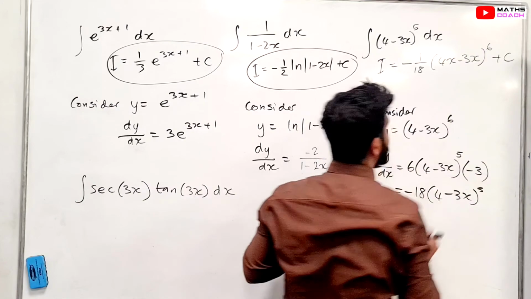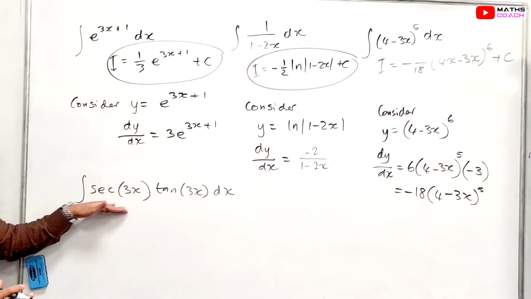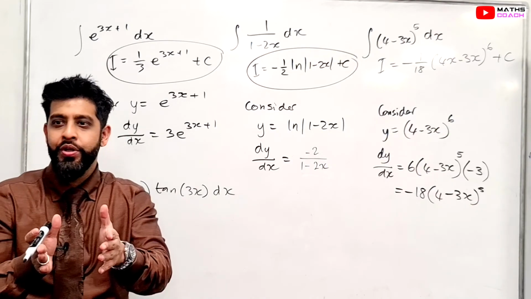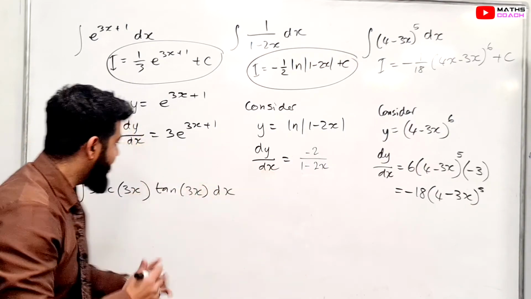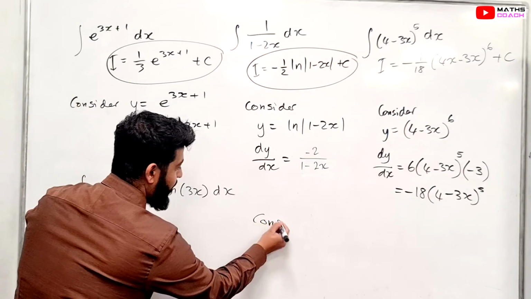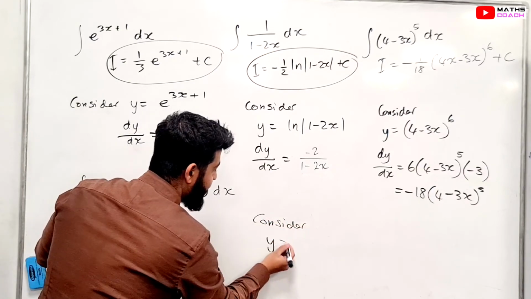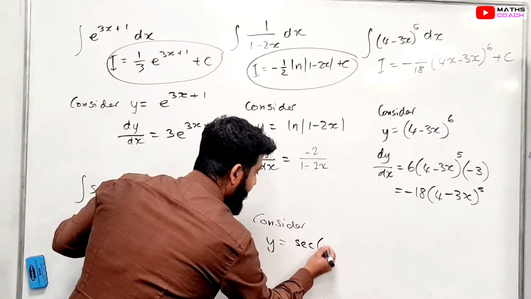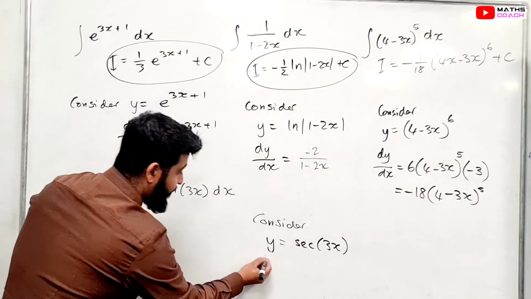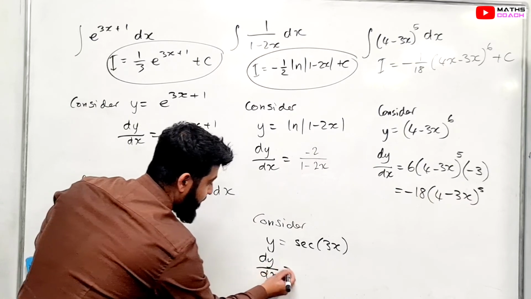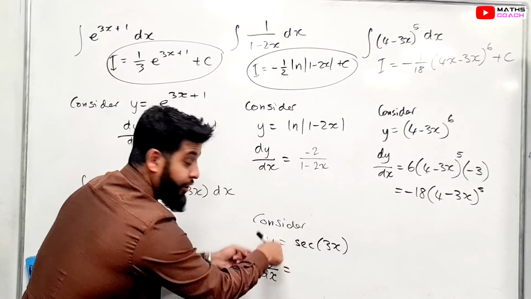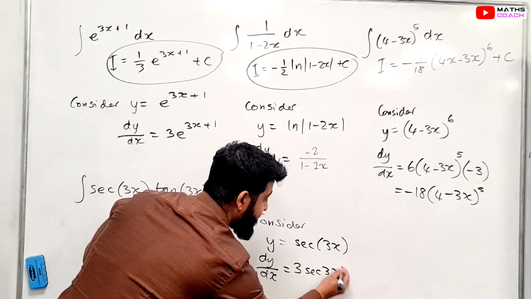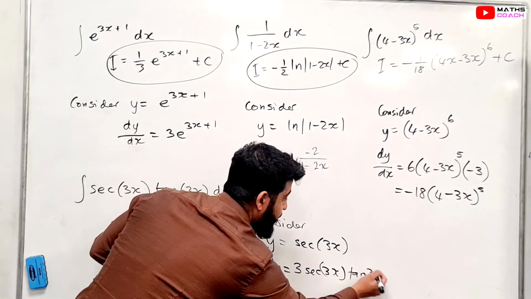plus c. Now one more left, sec 3x tan 3x. What differentiates to sec tan? Sec. So we are going to consider for this one, y is equal to sec. And it's going to have a 3x. So it's going to be sec 3x. And when we differentiate that, so dy over dx, we get, what do we get? We get the 3 at the front. So 3 and we get sec 3x tan 3x.